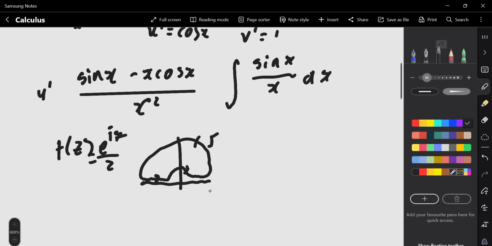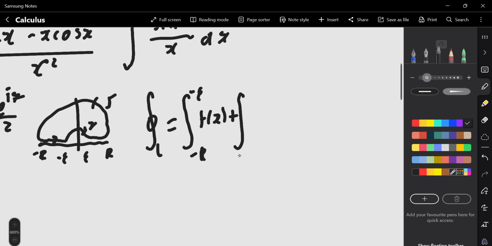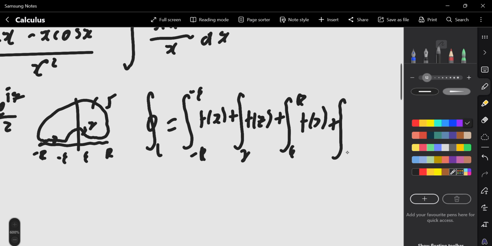So let's go big gamma. Let's go little gamma. Let's go from minus r to r. Let's call this point minus epsilon to epsilon. And so our contour integral is going to become the integral from minus r to minus epsilon of f of x, plus the integral over little gamma of f of z, plus the integral from epsilon to r of f of x, plus the integral over big gamma of f of z.